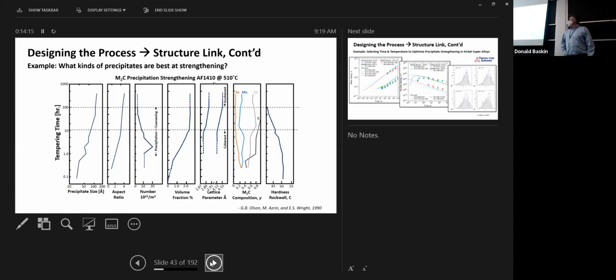This is a similar alloy. This is AF1410. This is an alloy that was developed by the Air Force for aircraft landing gear. This is pretty complicated. This is all figured out experimentally. What this shows is, as a function of tempering temperature and tempering time, the change in the precipitate population. The thing I want you to focus on here is this graph right here.